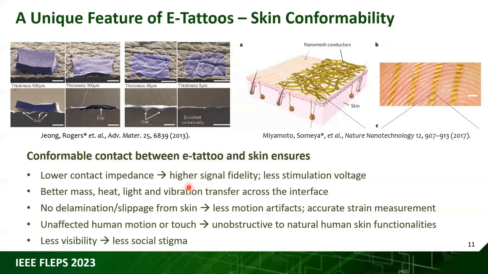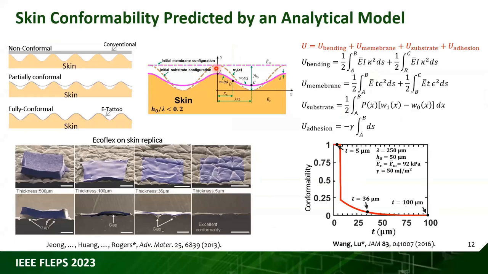So the question is now, conformability is so important and so critical for e-tattoo. How can we achieve it? How thin and how soft exactly do we have to be to achieve this conformability? Well, that can leverage some fundamental mechanics, but it's really not advanced mechanics. This is very basic elasticity, 2D elasticity.